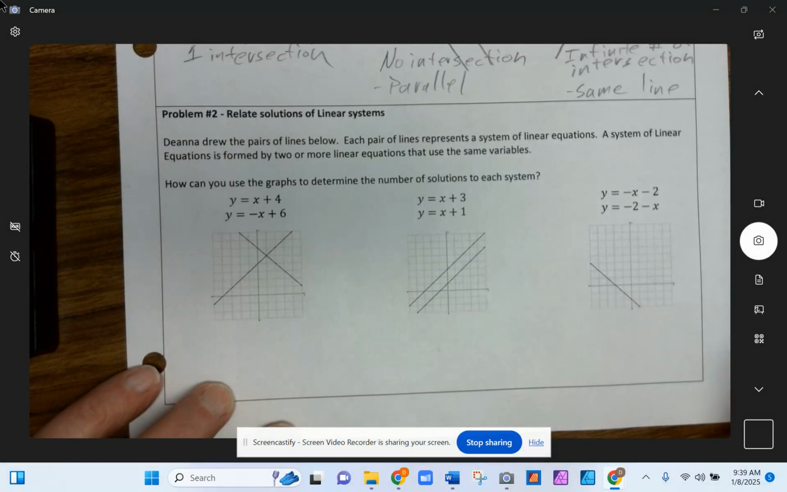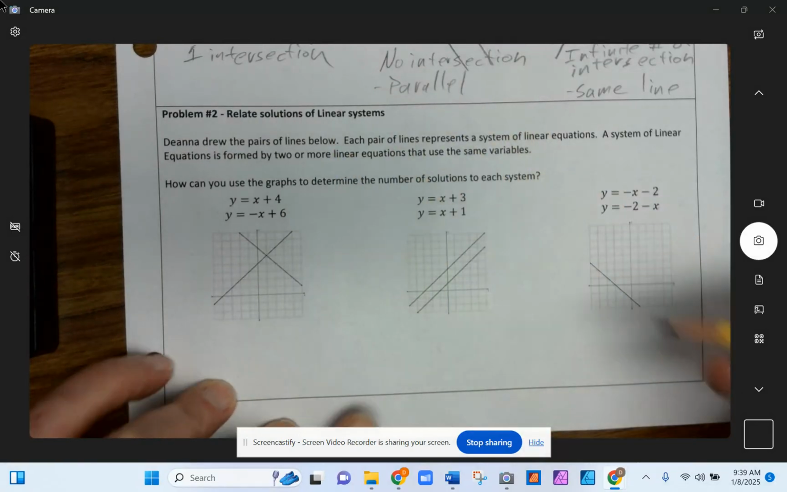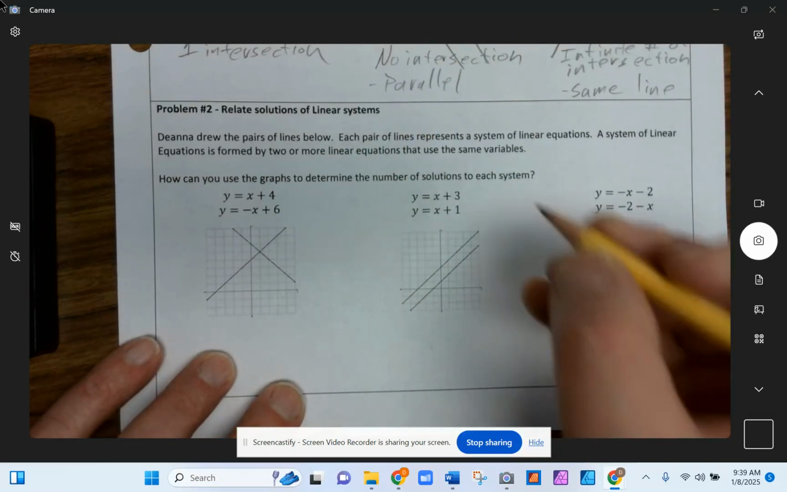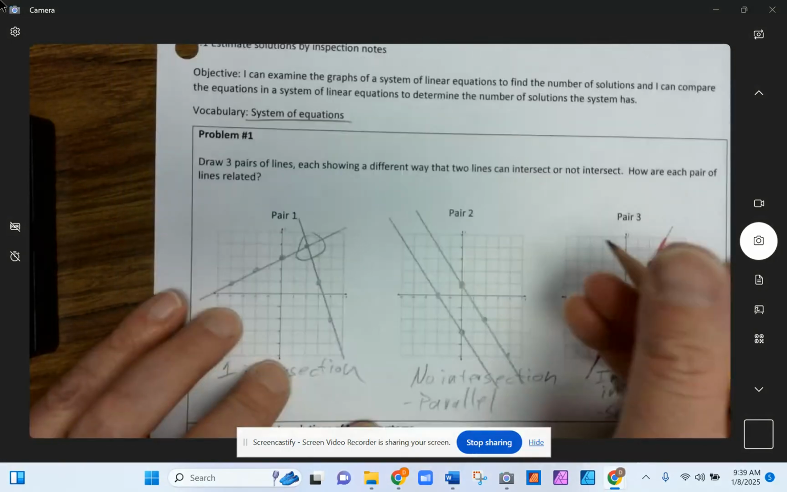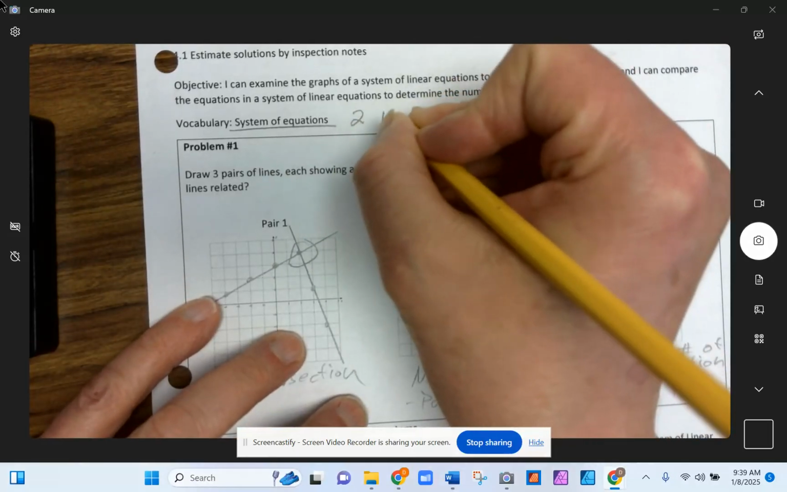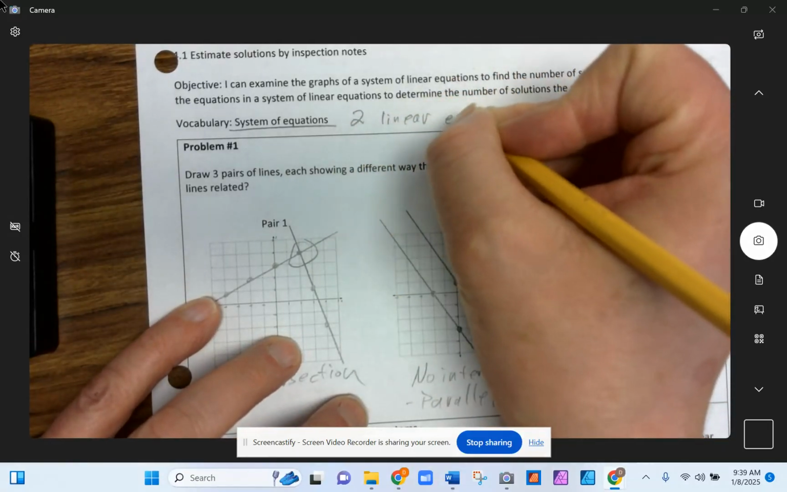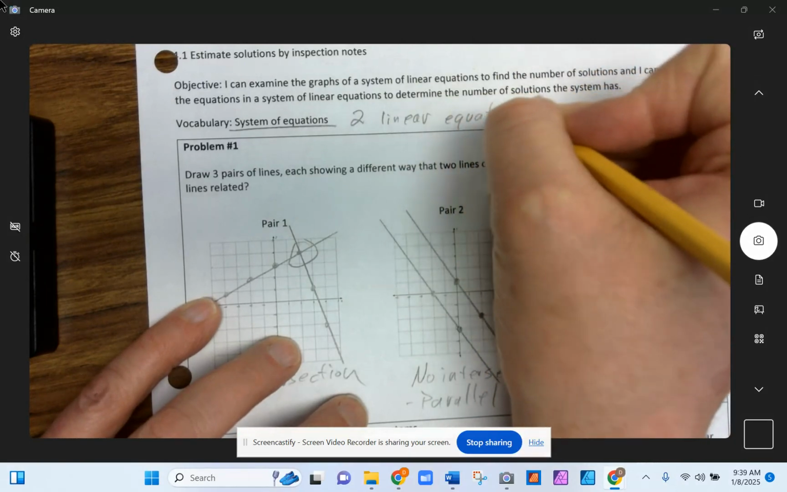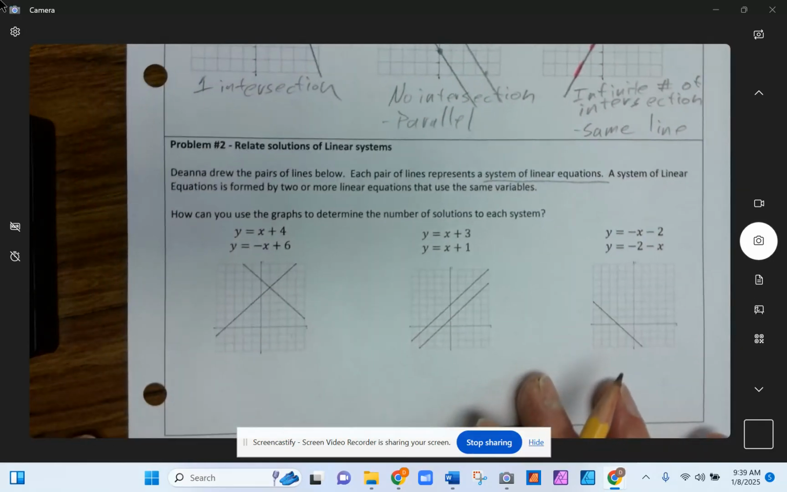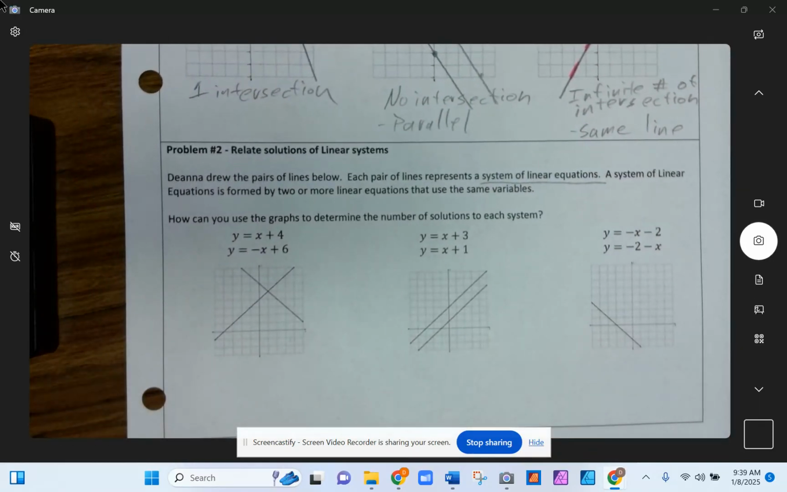Draw the pairs of lines below, very similar to what we just did. Each pair of lines represents a system of linear equations. A system of linear equations, if we go back to our vocabulary right here, is just 2 linear equations, and it's how they relate to each other, right? So this is all about having 2 equations, 2 linear equations, 2 lines, and seeing where they cross. That's basically the entire chapter, okay?